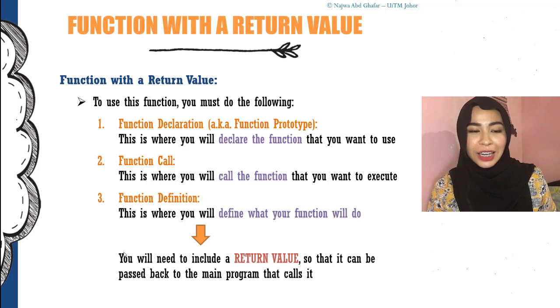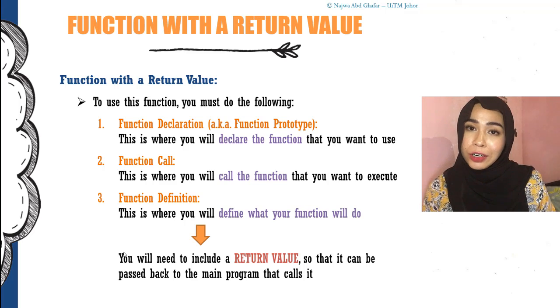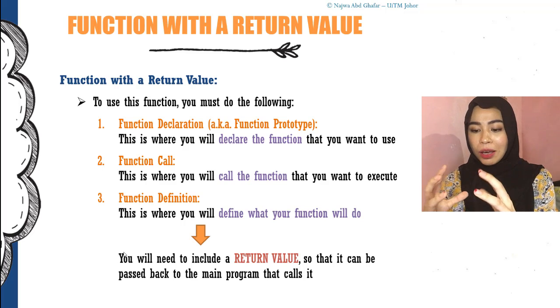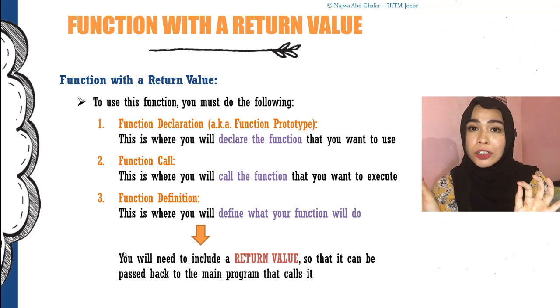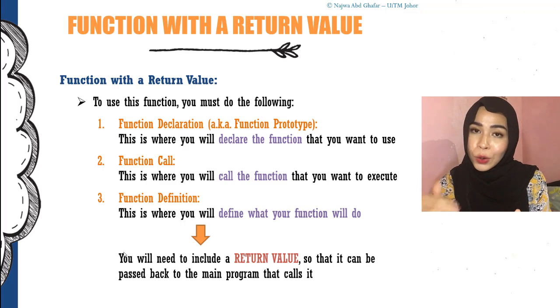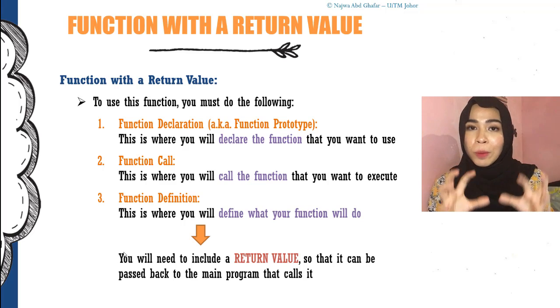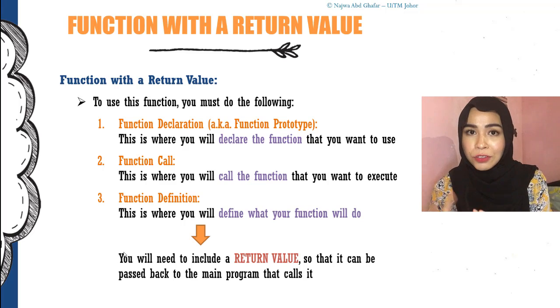Okay, so then the last one is function definition. Function definition is where you define what you want the function to do. It has the name of the function, and inside there you write the code for what you want the function to do. Whenever this function is called, the compiler will execute the function definition.